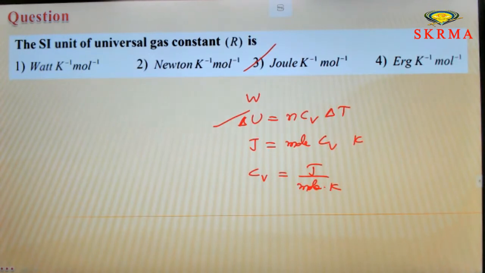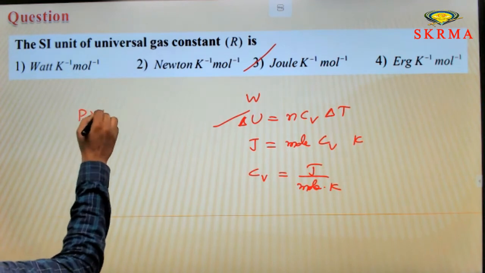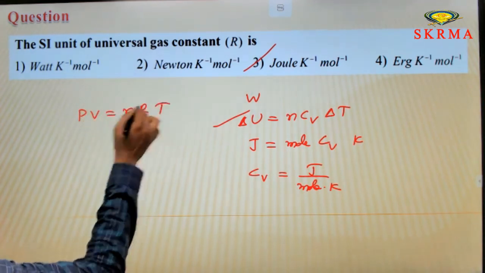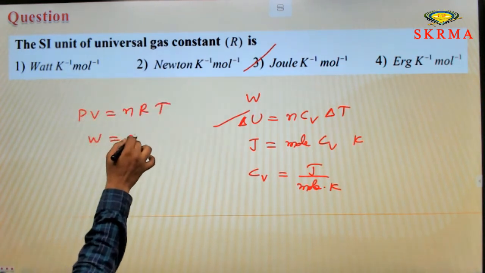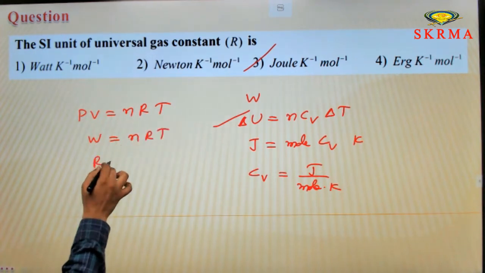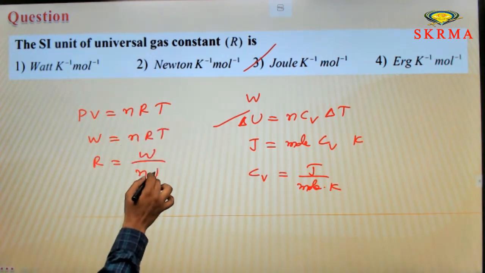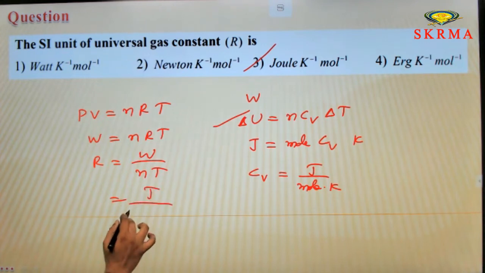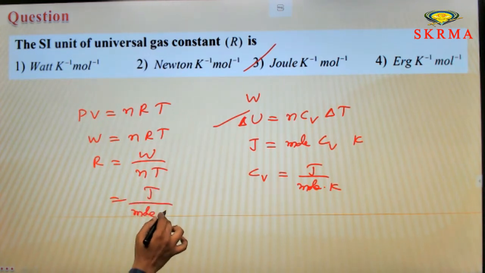Or we can write it from PV equal to nRT also. PV is nothing but work done, equal to nRT. Then R equal to work done by n into T. Work done in joules, number of moles, mole is the SI unit, temperature in Kelvin. Joule by mole dot Kelvin.